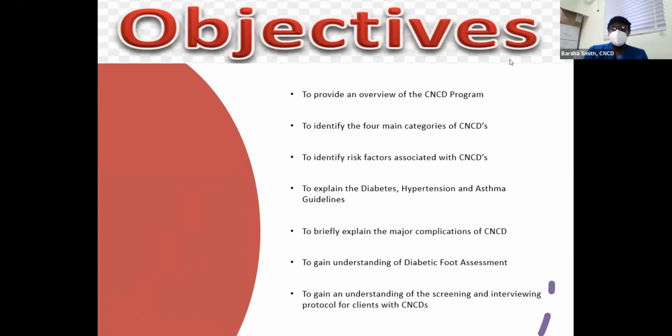So the objectives for today are to provide an overview of the CNCD program, to identify the 4 main categories of CNCD, to identify the risk factors associated with CNCDs, and to explain diabetes, hypertension, and asthma guidelines. We'll also be looking at some of the complications of CNCD. We'll focus a little bit on the diabetic foot assessment, and we'll also be looking at screening and interviewing protocols for the clients with CNCD.